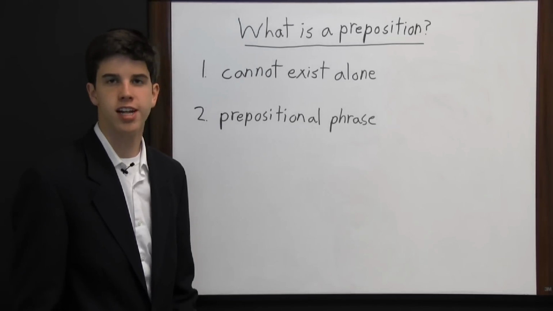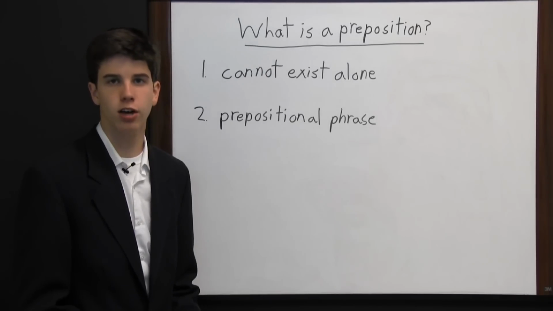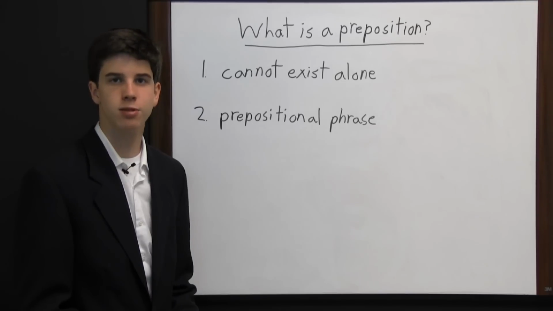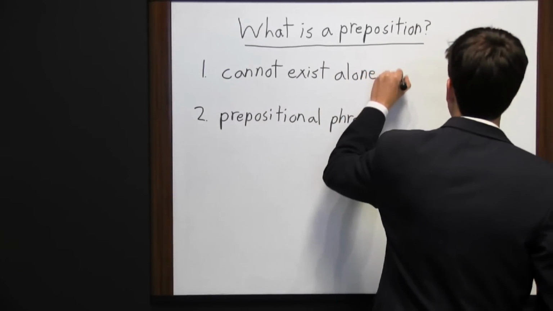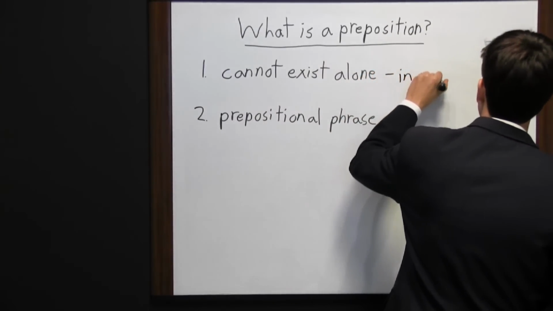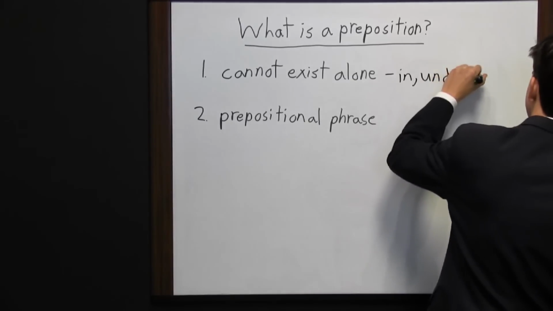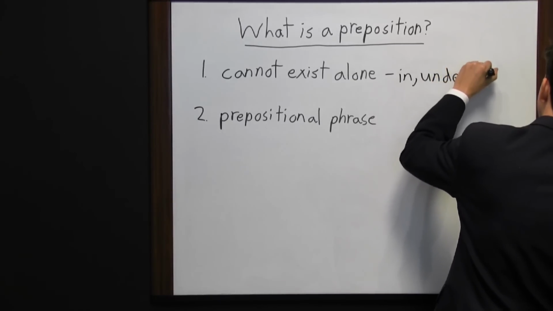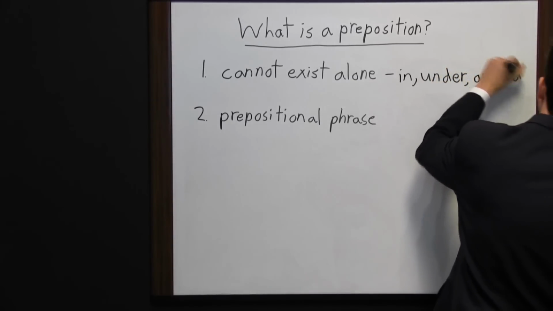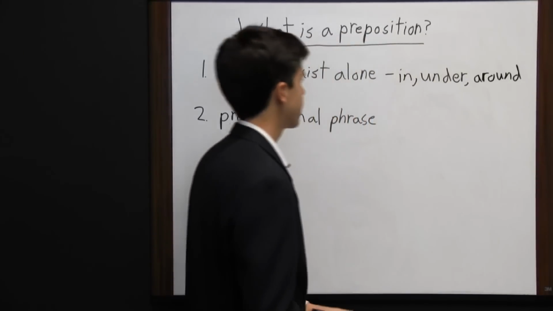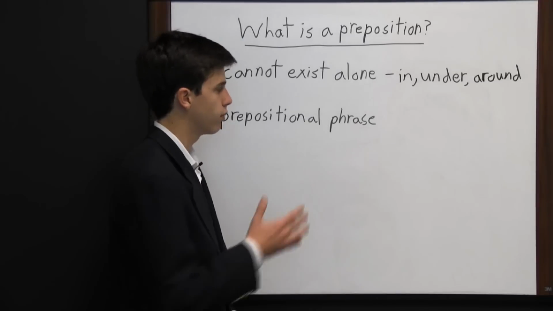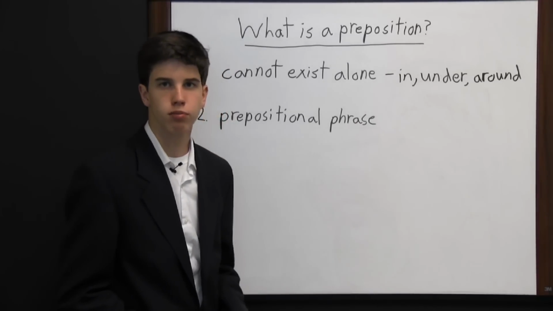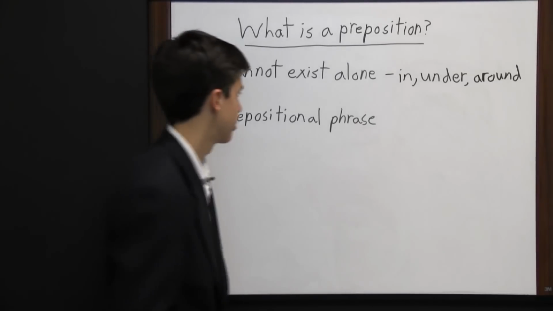A preposition is basically a word that can't stand alone because it wouldn't make sense by itself. Some examples of a preposition would be in, under, or around. You notice these words can't stand by themselves because they don't make sense by themselves. There's not enough information there. So that's where the prepositional phrase comes into play.